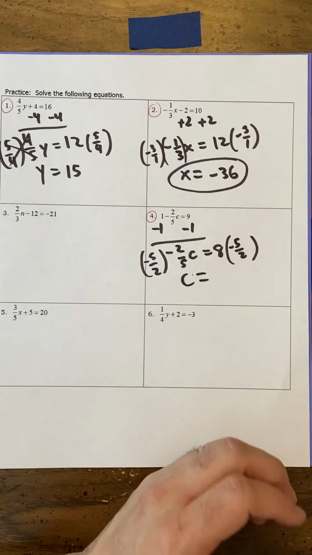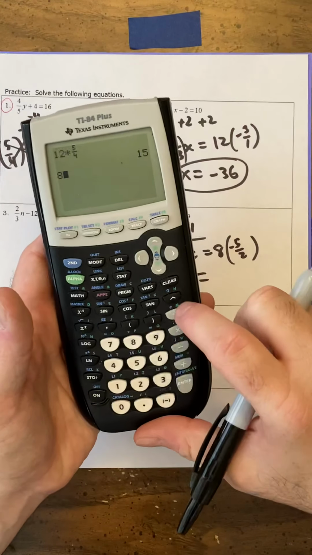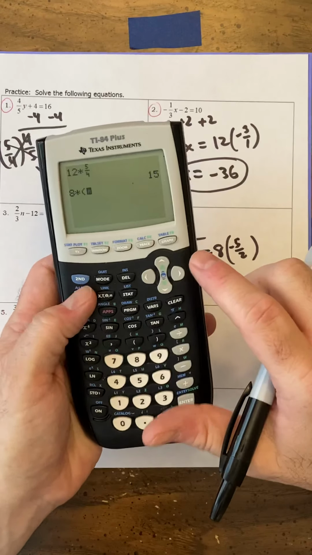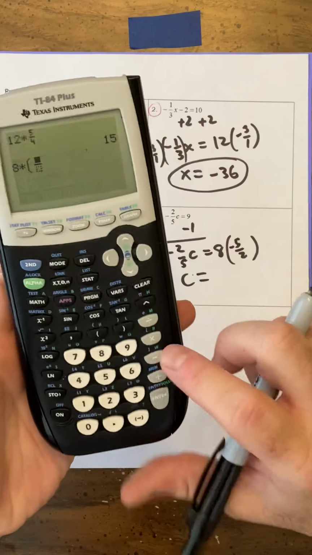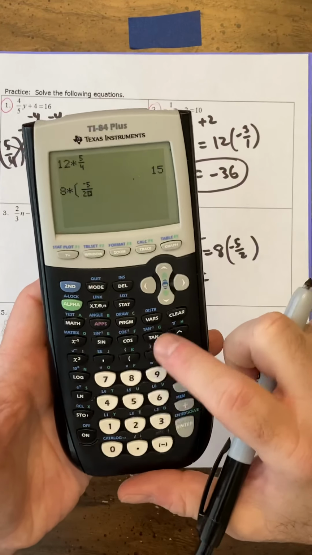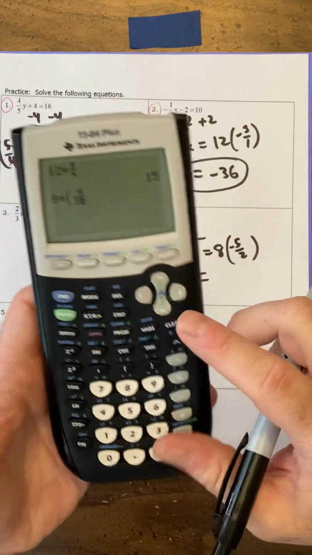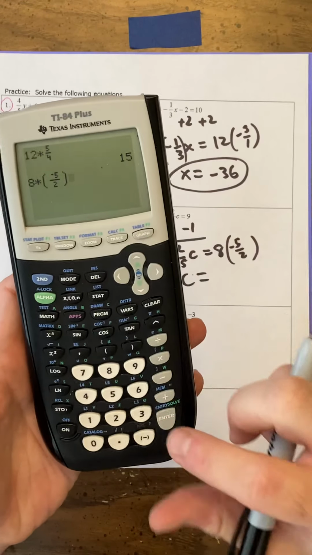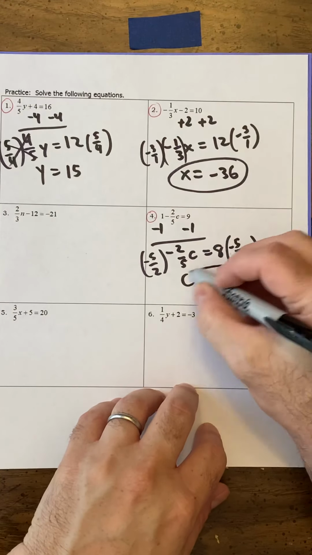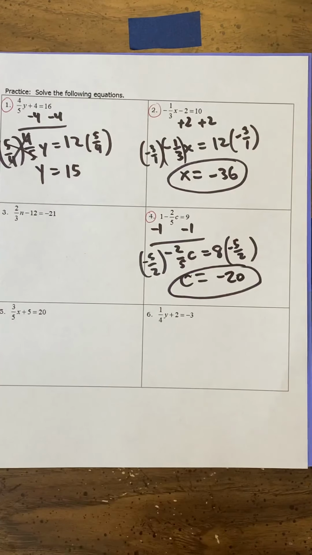On this side, we can put that in the calculator. Let's see. We got 8 times, I'll put parentheses, and we'll do alpha y equals, and we'll put in negative 5 divided by 2. No, I don't want that there. I'll put the parentheses there. Let's see what that gives us. It gives us negative 20, and we get c is negative 20.